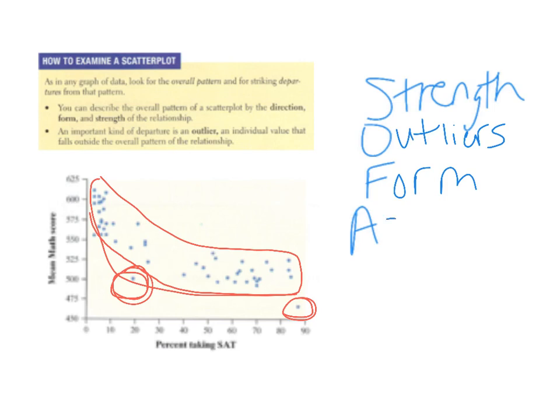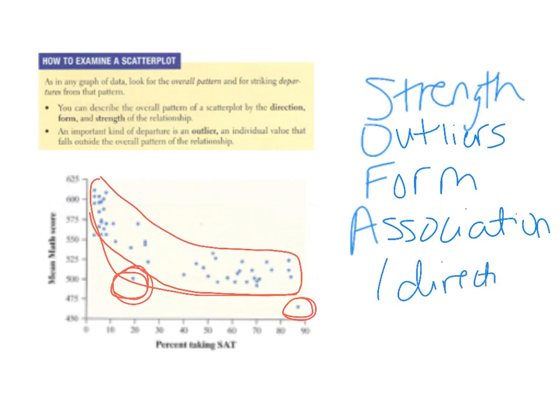So for this, association or direction. In this case, we would say we have a negative association. It's moving from the upper left down to the lower right. So they have a negative association.